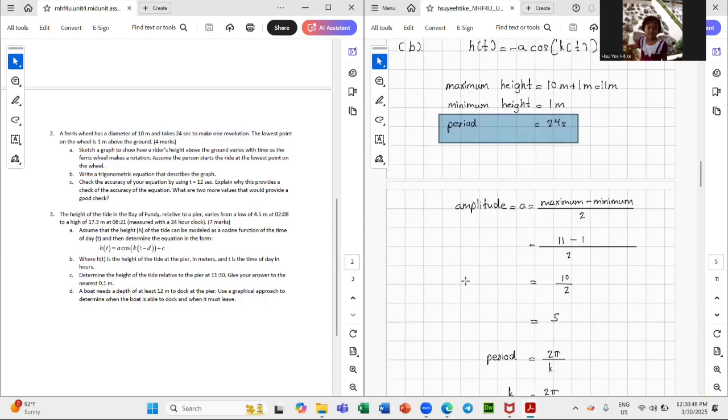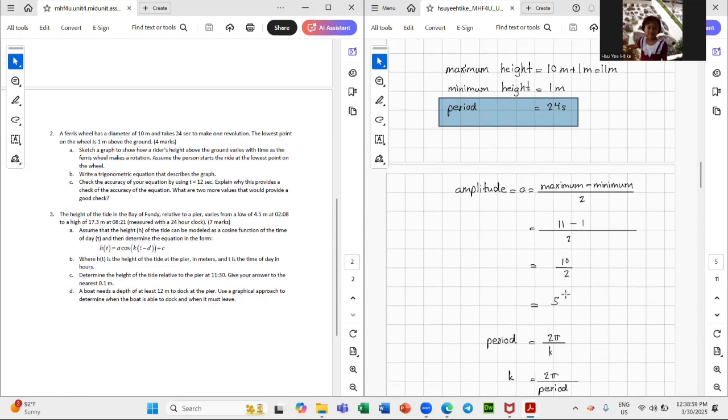To find the value of A, the amplitude, we have the equation A is equal to maximum minus minimum over 2. So 11 minus 1 over 2. So the final answer for A is 5.